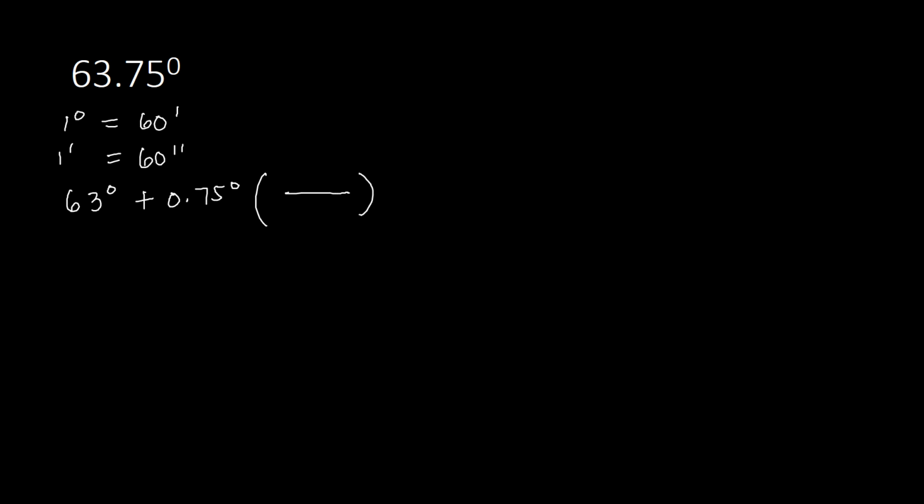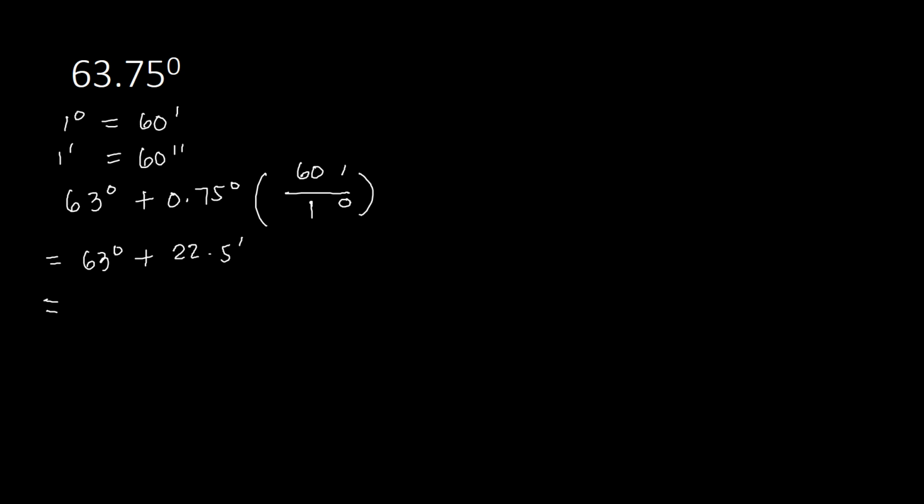Since we have a degree unit here, degree must be at the bottom, and the goal unit, which is the minute, will be at the top. So we have the unit conversion, which is 60 minutes is equivalent to 1 degree. Multiplying 0.75 and 60, we will be canceling the degree unit, so the result will be 63 degrees plus 0.75 times 60, which is 22.5 minutes.